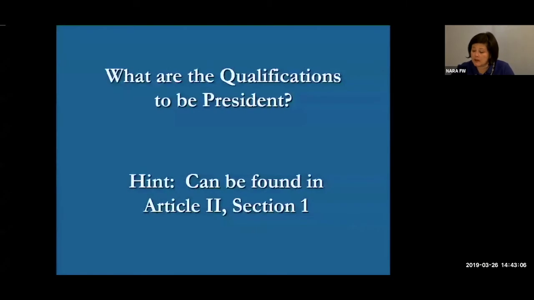Now, one thing I want to point out is that in the follow-up activity for this particular program, the activity is to create a job description for the President of the United States. And not only do you list the powers of the president that we talked about today, but you also can find out a couple of other things that you need to have.